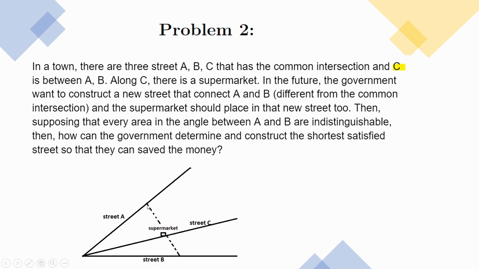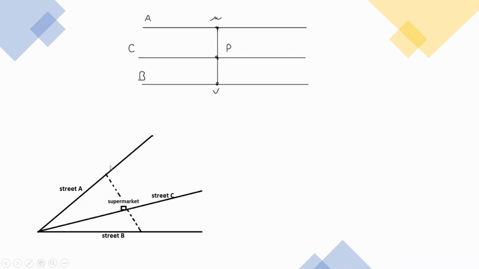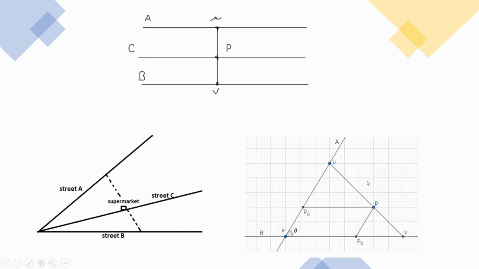So the question is how can we construct a road in the safest, most cost-effective way that crosses A and B and the supermarket at C. So in our presentation, we'll consider these as two infinitely long roads with a common intersection, because this is too simple. So I'll use this illustration while discussing.